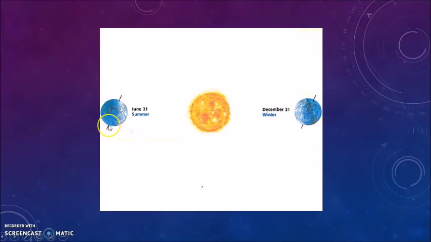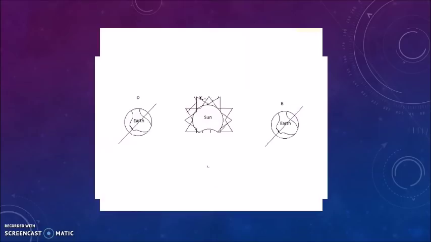You can see here where the southern hemisphere is pointing away from the Sun in June, and the northern hemisphere is pointed away from the Sun in December, marking winter. You can see in this picture as well how we are tilting toward or away from the Sun in either hemisphere.